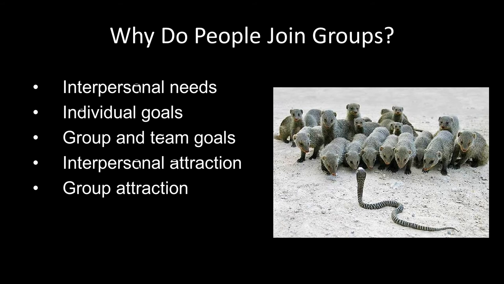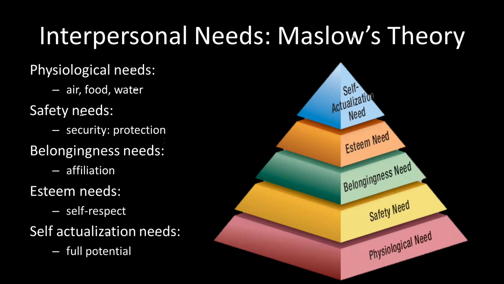It might have to do with more of an interpersonal attraction that draws people towards a group, wanting to see themselves as members or as containing the characteristics that go with membership in a group. And with that, it might be an attraction to the group itself and wanting to be a part of that, or individuals being drawn together and wanting to be a part of that. When we talk about interpersonal needs more specifically, one of the useful theories is Maslow's hierarchy of needs.